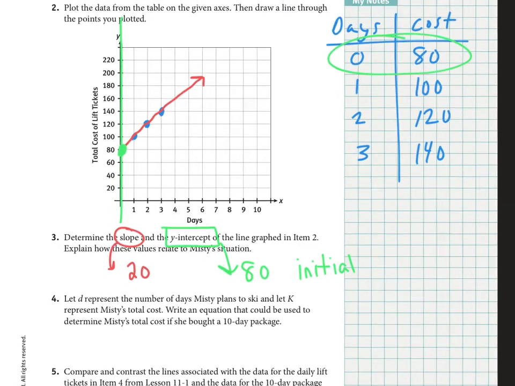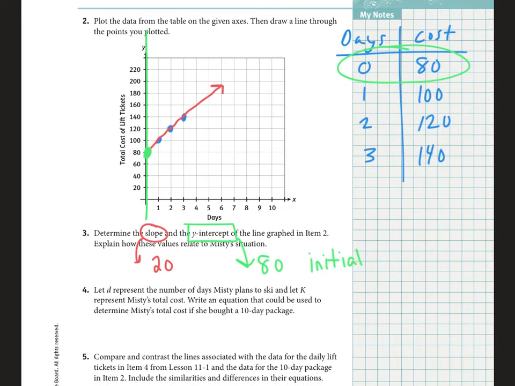All right, so let's see. Can we take a look? Can we let D represent the number of days Misty plans to ski and let K represent Misty's total cost? Can we write an equation now that could be used to determine the cost? Okay, so if we need to think about this, the cost, and they're using K for some reason. I'm not sure why they didn't use C, but we'll go with it.